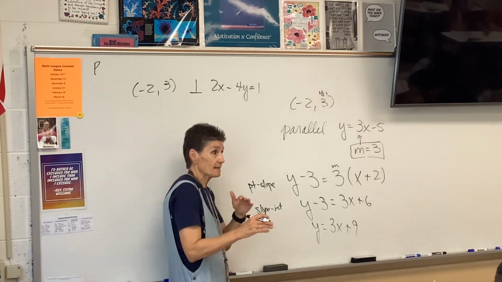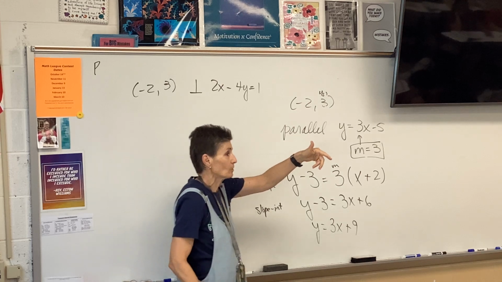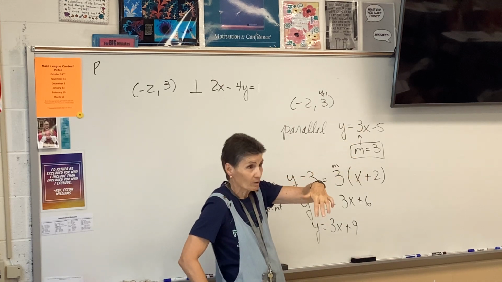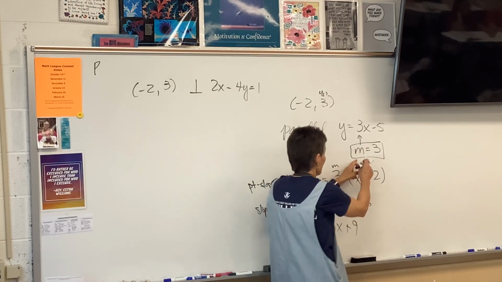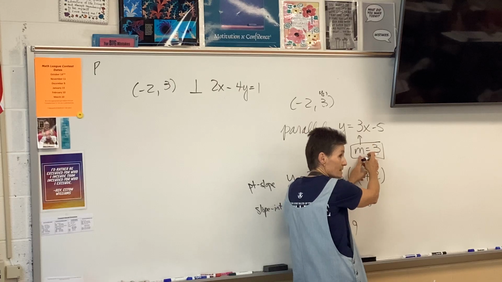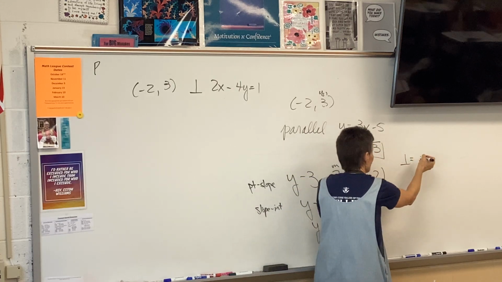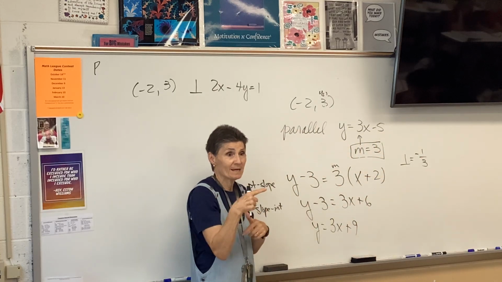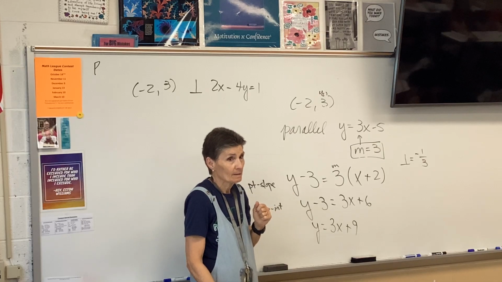Okay, so he says, I remember from somewhere back in my experience that perpendicular lines have opposite reciprocal slopes. So like for this one, the parallel slope was 3, but the perpendicular slope would have been negative 1/3. Do you remember that? Flip it over and make it negative, or change the sign of it. Okay.